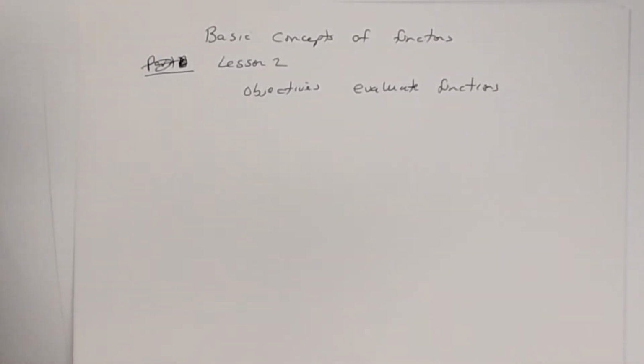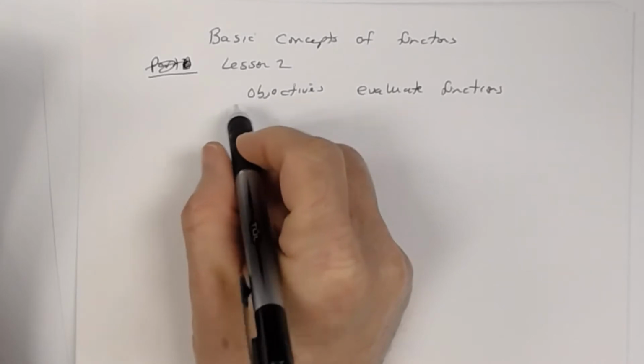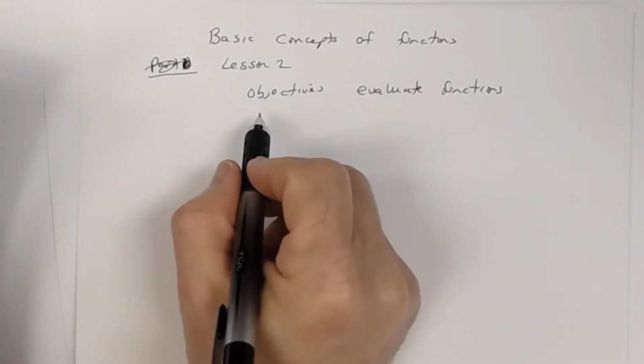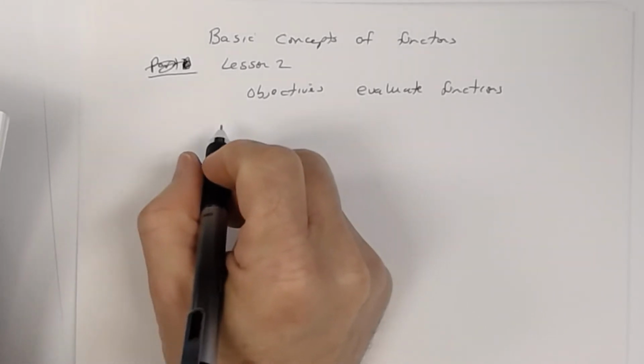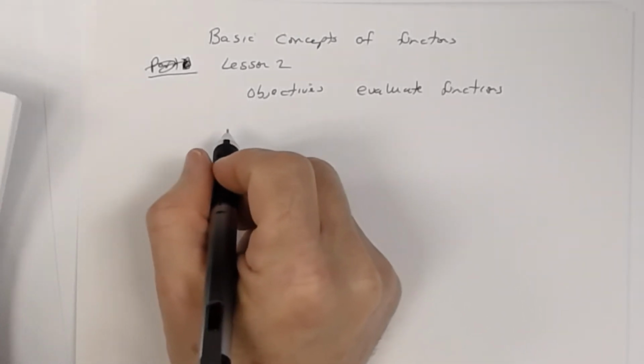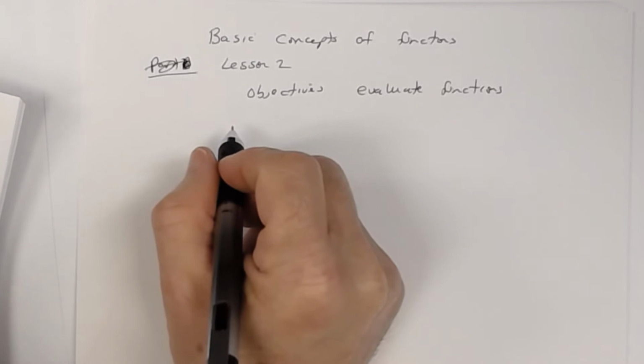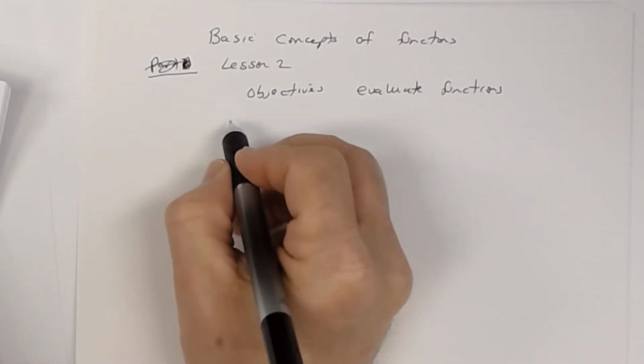Okay, so this is lesson 2 of our study on evaluating functions. So let's go ahead and look at number 1. Now make sure you looked at lesson 1 first before you start this one. In lesson 1, we talked about function notation, how it comes about, why we use it. We also looked at some examples.